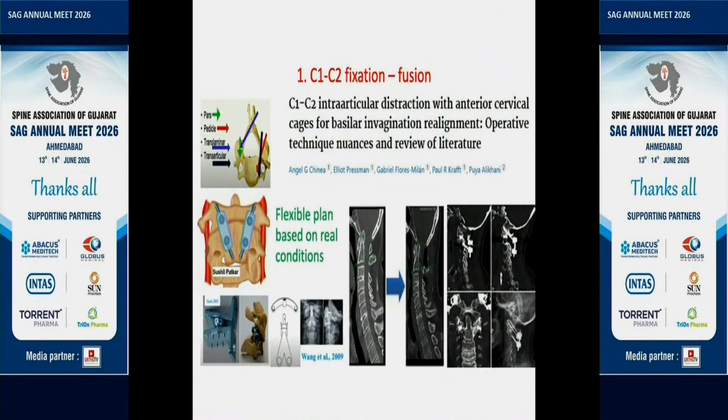For C1, C2 fixation fusion there are different types of fixation: there is sparse fixation, transpedicular fixation, translaminar fixation, and of course transarticular fixation is also considered to give enough fusion. My case study is about C1, C2 intraarticular distraction with anterior cervical cages for basilar invagination, the nuances and review of literature.